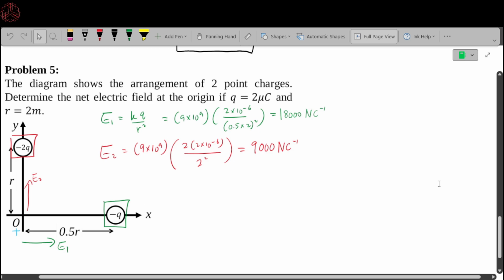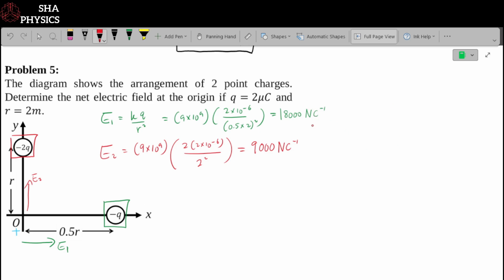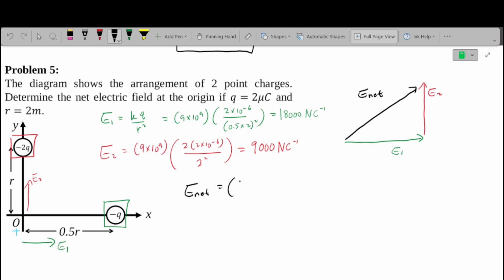Okay, now if I were to redraw this as a triangle, what I will find is that the length of E1, combined with the length of E2, forms a triangle where the hypotenuse is going to be the E net. So then my E net is simply going to be the square root of 18,000 squared plus 9,000 squared, square rooted.